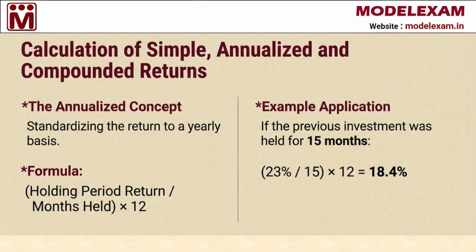If that previous investment where we made 23% was actually held for 15 months, we would calculate it as follows. 23% divided by 15 multiplied by 12. This gives us an annualized return of 18.4%.